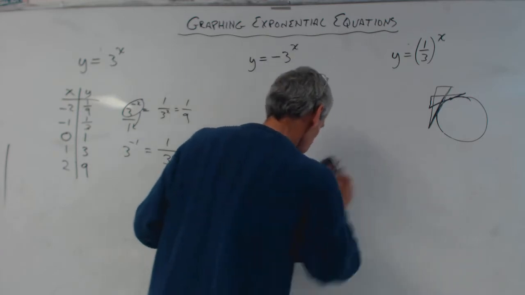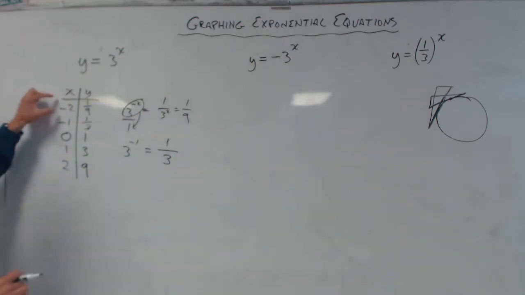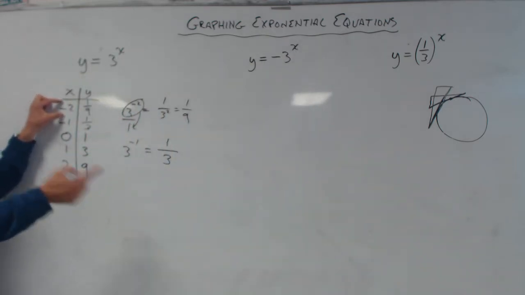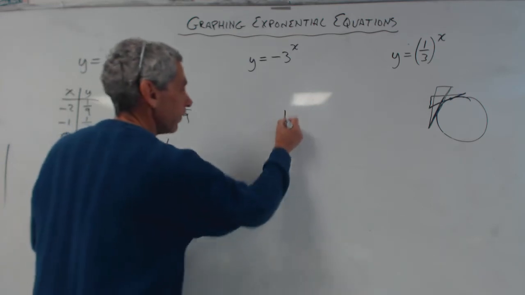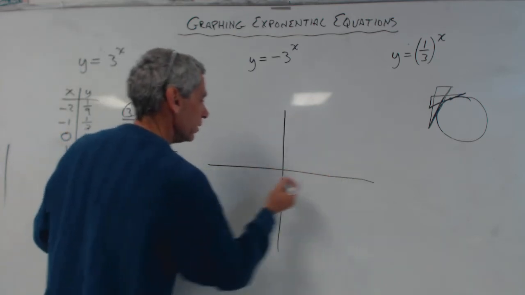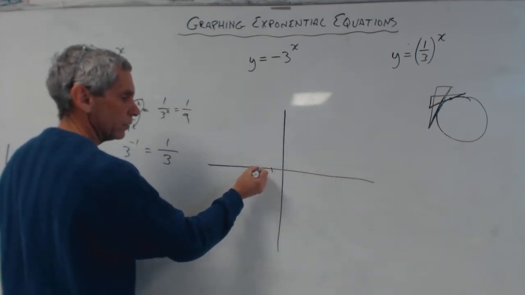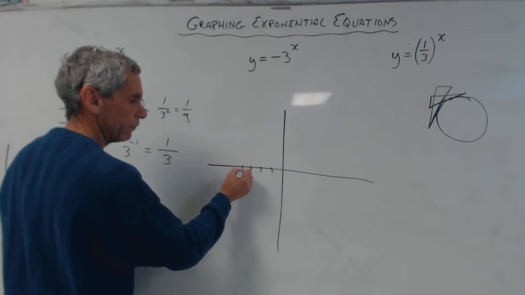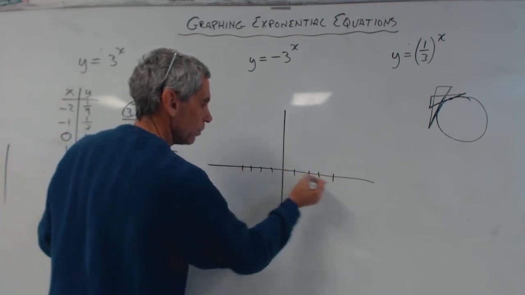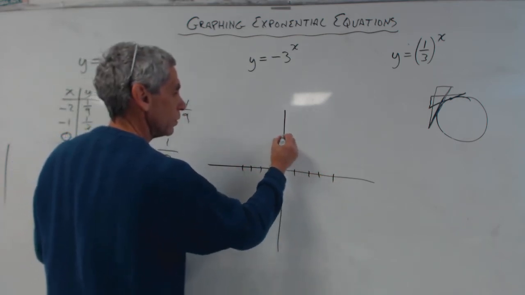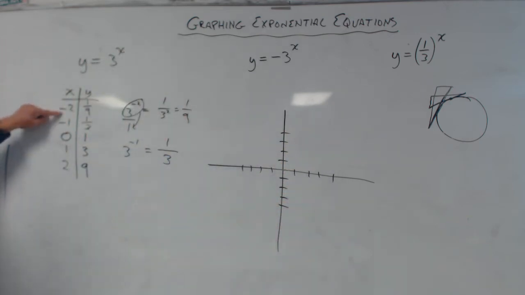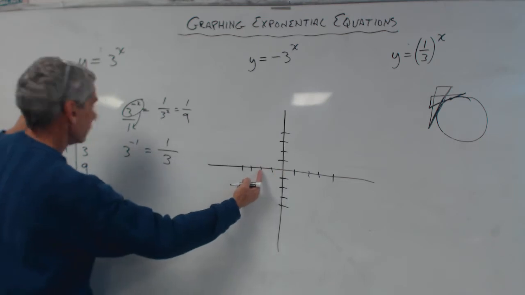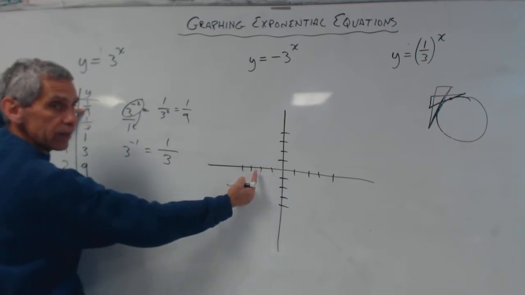So what you have to do is use these coordinate points. You go to the left 2 and you rise 1/9. You go to the left 1 and you rise 1/3. So if I was going to graph it, here we go. Here's 1, 2, -1, -2, -3, and 4. I'm going to go to the left 2, and then I go up 1/9.